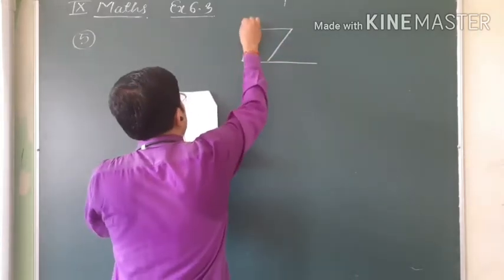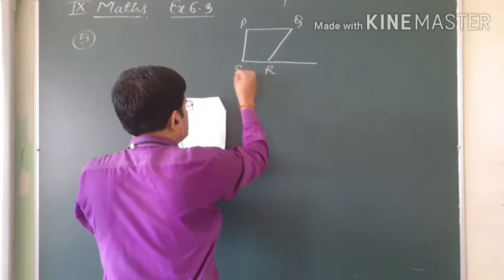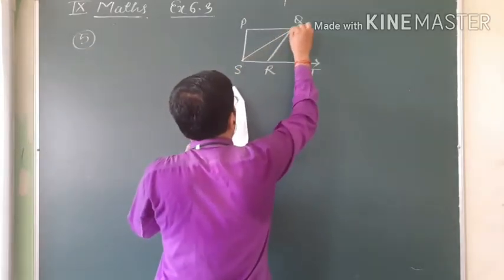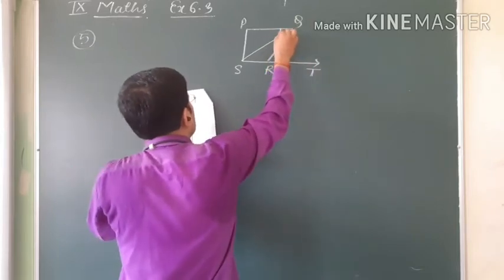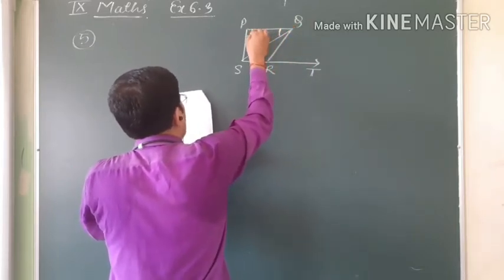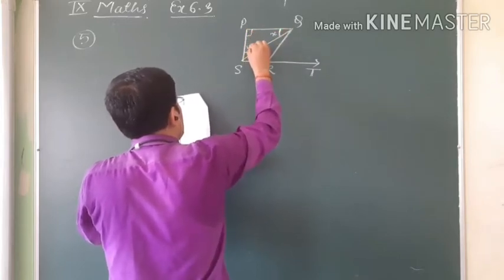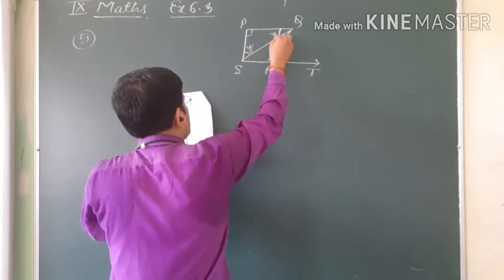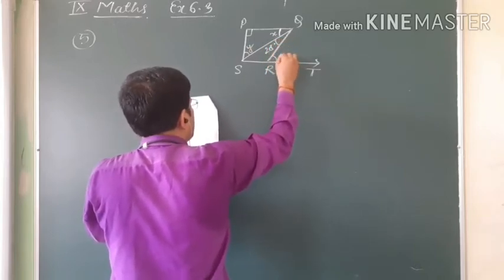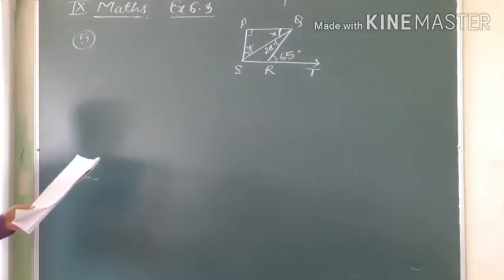So this one is P, Q, R, S and T. Here the first angle is not given, and this one may be X and this one may be Y, and 28 and 65. Okay student, what is given?